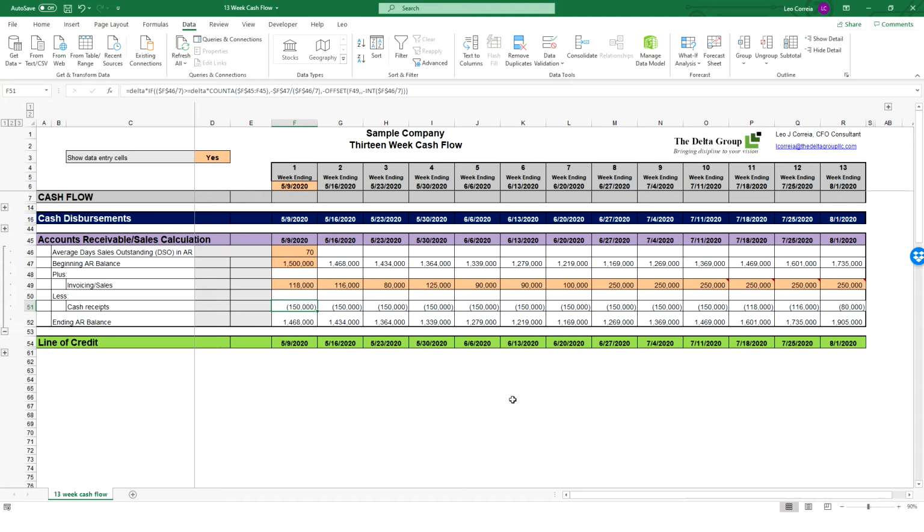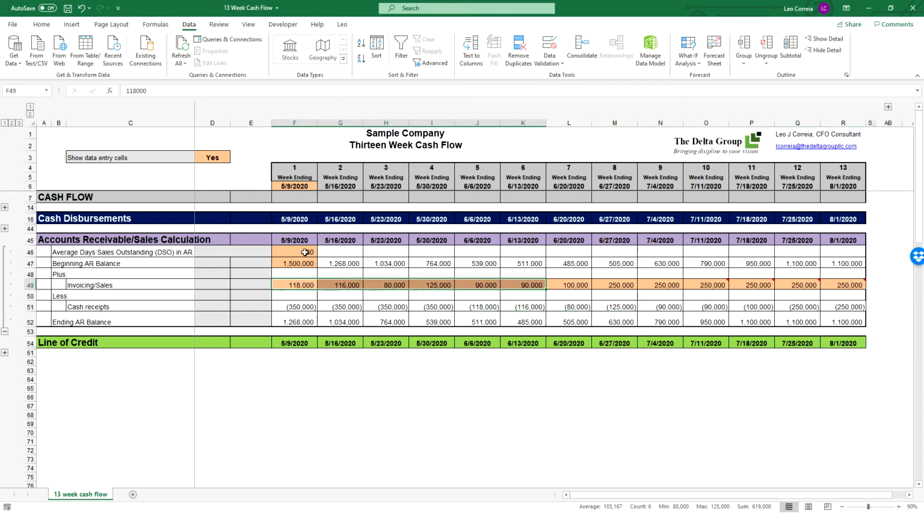As you can see, my collection rate right now is $150,000 a week. Now, if I change this from 70 days to 30 days, that means I'm going to collect a full $1.5 million in 30 days. Doing so, that means that I'm going to collect at an average rate of about $350,000 a week. And then all the other respective collections change based on the sales that are here.